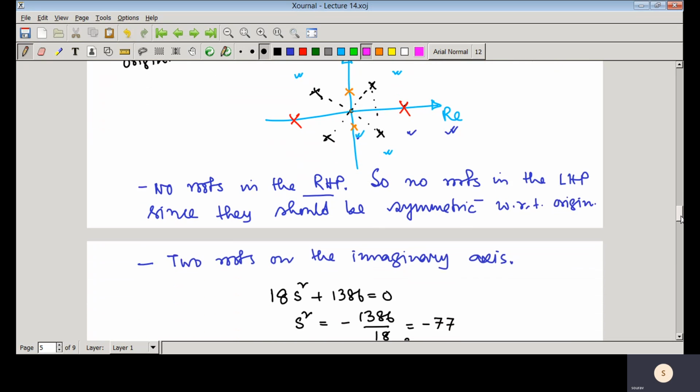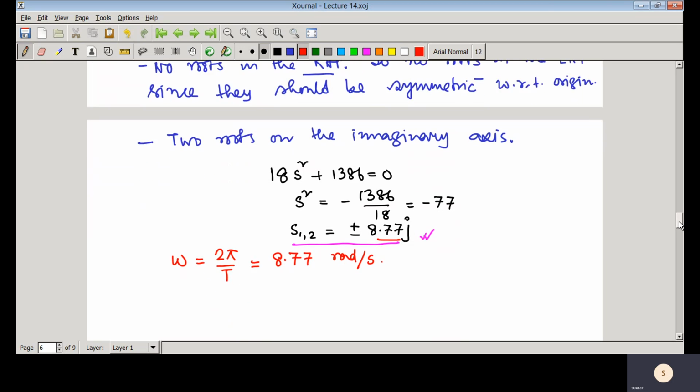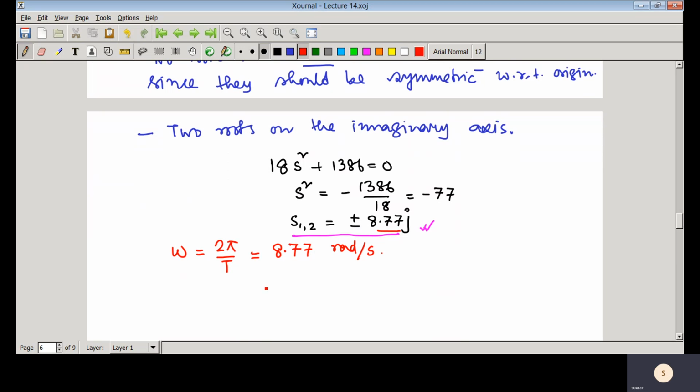And we can also get some more information from here. That means, as we know that omega equal to 2 pi f, that is 2 pi by T. So this omega is here, you can see that 8.77 rad per second, that is the angular frequency. So then the time period that you would have, that is 2 pi by 8.77, so that is 0.716 second.